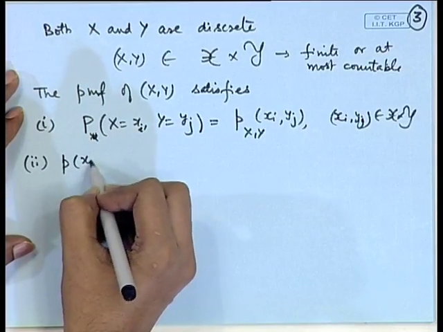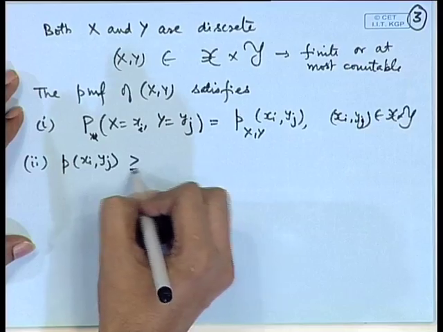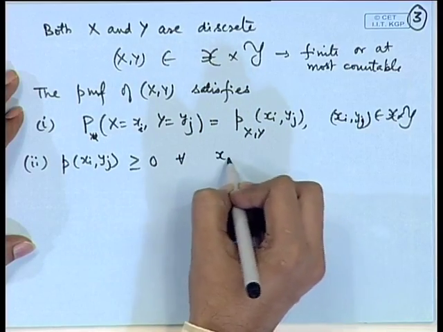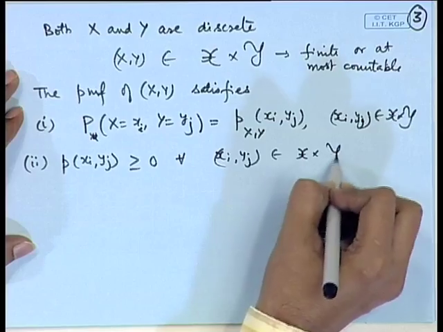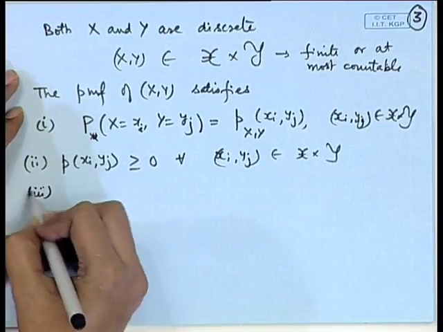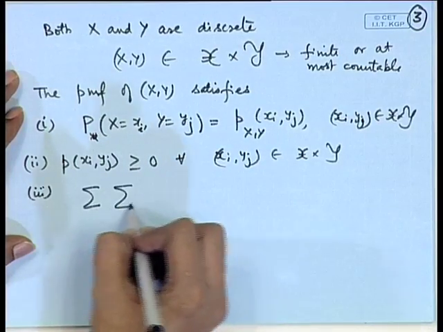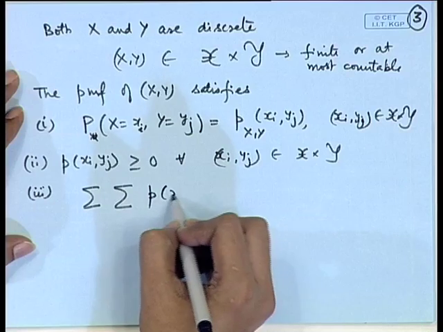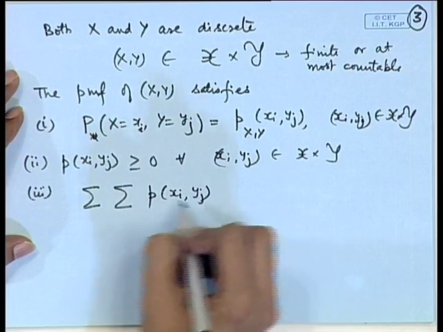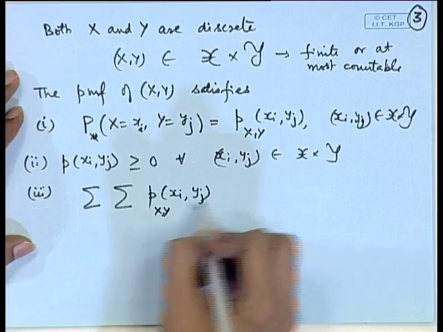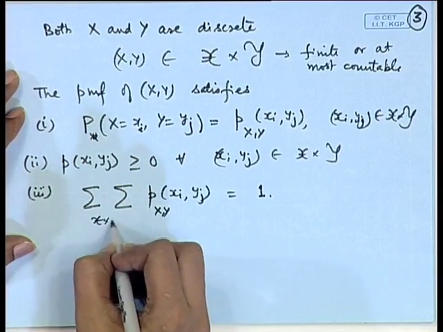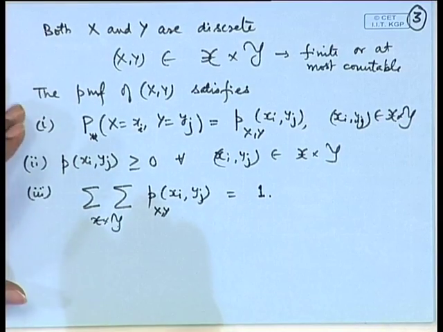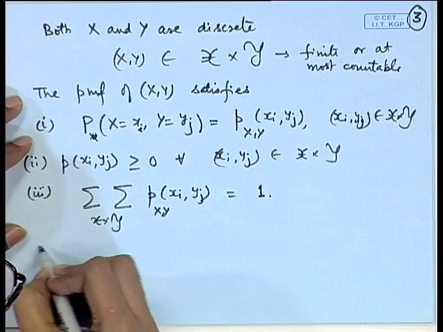Then this function is always non negative for all x_i, y_j, and the sum over all the values of the probability mass function is 1. Let us take one example here.